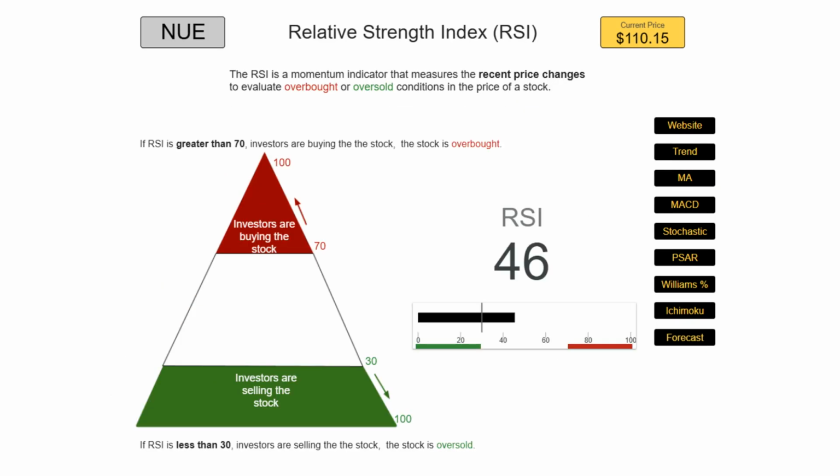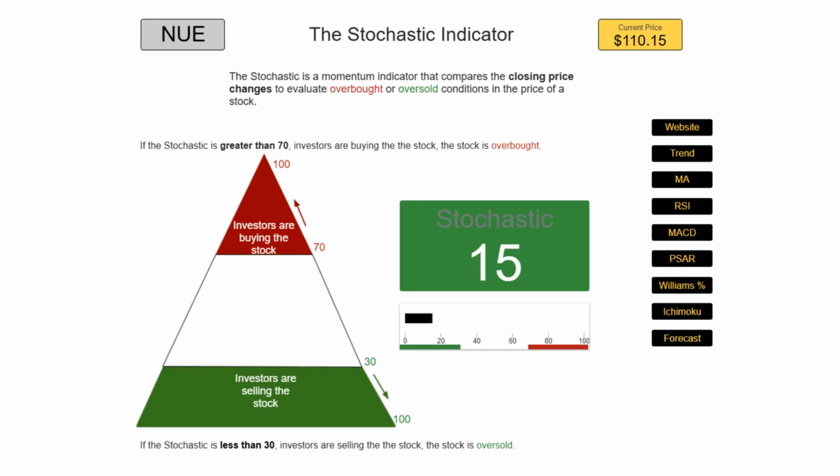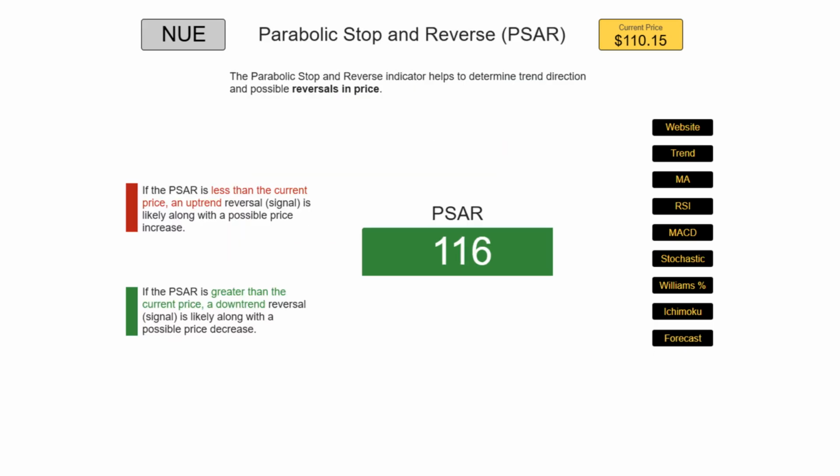The RSI is 46, nearing dip territory. There is a reason why investors are selling the stock. I don't know and I don't care. The only thing that is important is that the stock price goes up to $122 per share. The MACD is negative 0.2, dip territory. The stochastic indicator is 15, dip territory. The PSR is 116, dip territory.